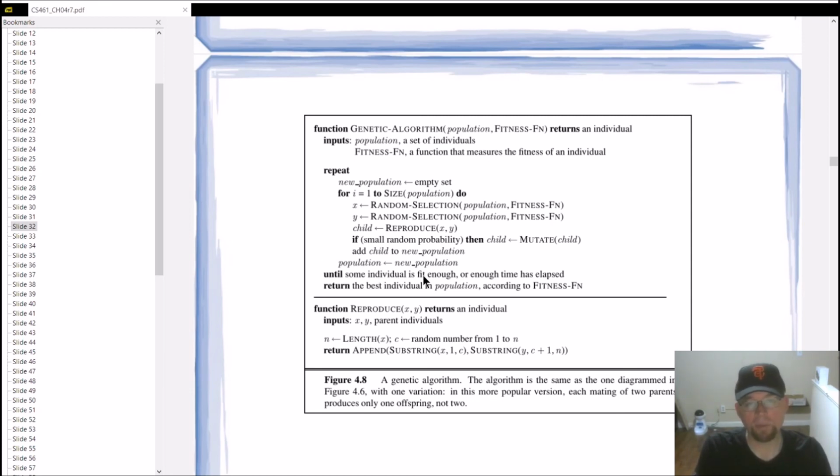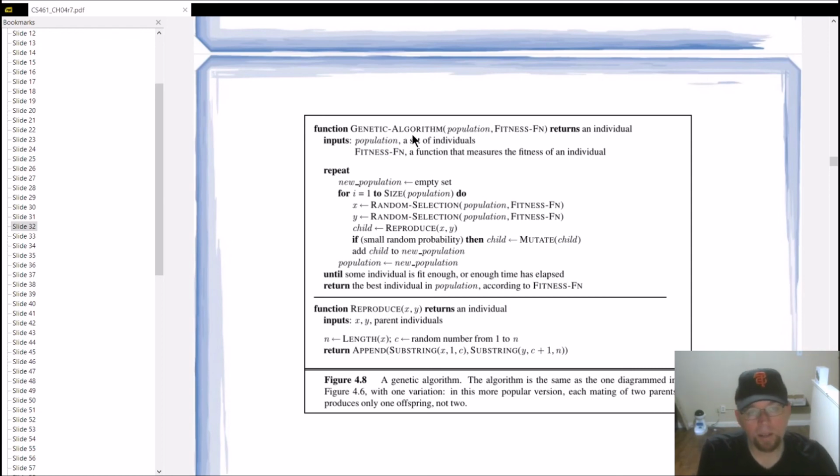It just says until some individual is fit enough. How would you implement that? Well, it depends. I gave you one example right there. Or enough time has elapsed. It might be the case where you just say, well, I only want to go through 200 generations, right? And we'll call it a day at that point. And then after 200 generations, we'll examine the population and find the individual that has the best fitness function score, return him. That's the best we can do. Okay.